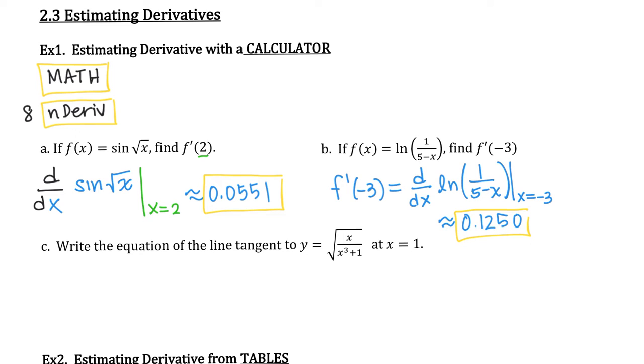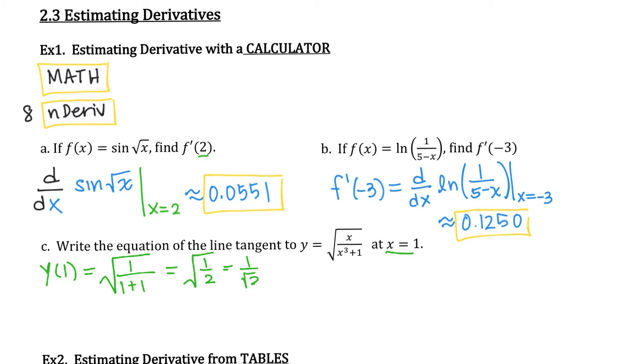Okay, let's look at the next example. It says write the equation of the line tangent to y equals the square root of x over x cubed plus 1 at x equals 1. Okay, let's see. To write the equation of the line, I need an ordered pair, and I know that x is going to equal 1. So let me figure out the y value at x equals 1. Let's call this y of 1, even though that's a little bit weird. If I plug in 1, I'm going to get the square root of 1 over 1 cubed plus 1, which is 1 plus 1. So that's going to be the square root of 1/2, which is 1 over root 2.